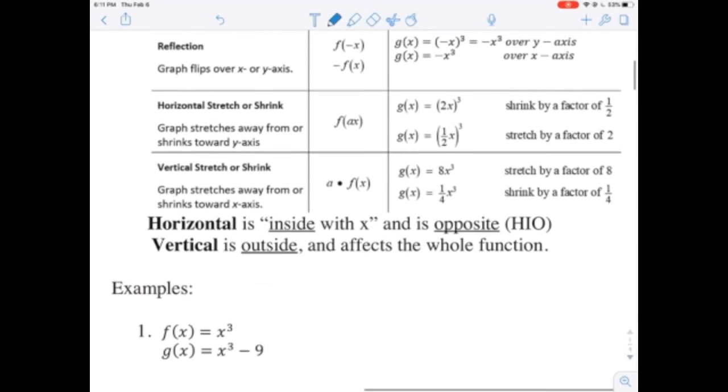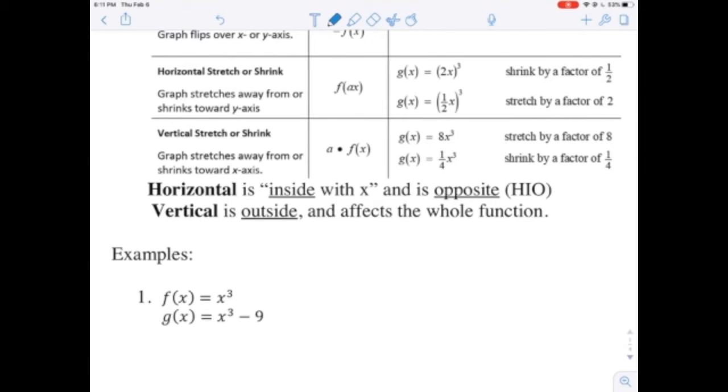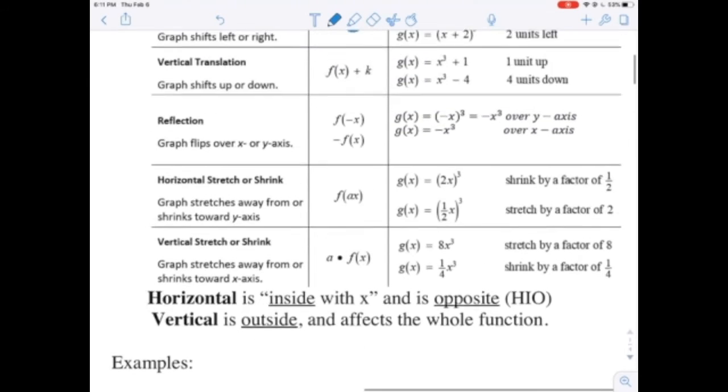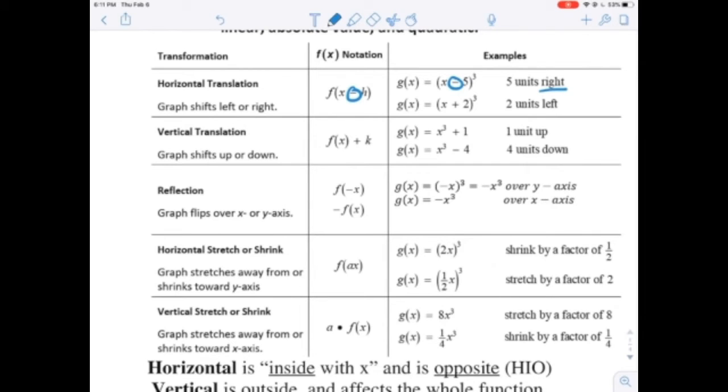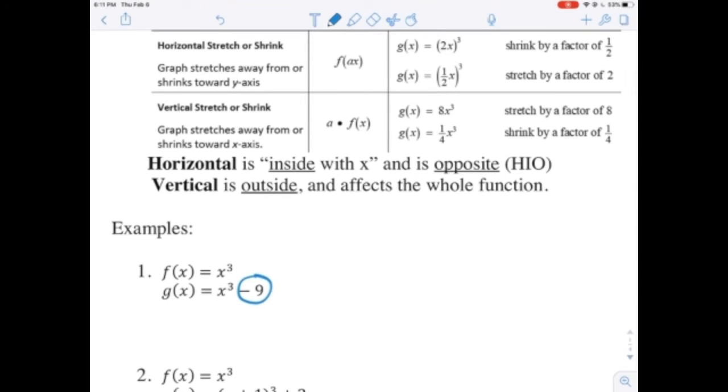So let's get right into some examples here. If we have our parent function, x to the third, and we have transformed it by subtracting 9, we want to figure out what that 9 does. So this is the thing that is different. And if we look at our table, having something not in parentheses and going with a negative sign, it looks something like this. So we are headed down. How far are we going down? We are going down by 9. So down 9, or we could say a vertical translation down 9 if you wanted to be a little more precise.